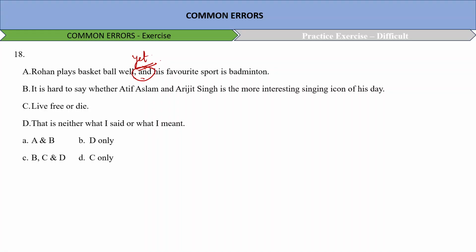Okay. Next sentence is it is hard to say whether Atif Aslam and Arijit Singh, you're comparing. So for comparison, you should use or. Live free.